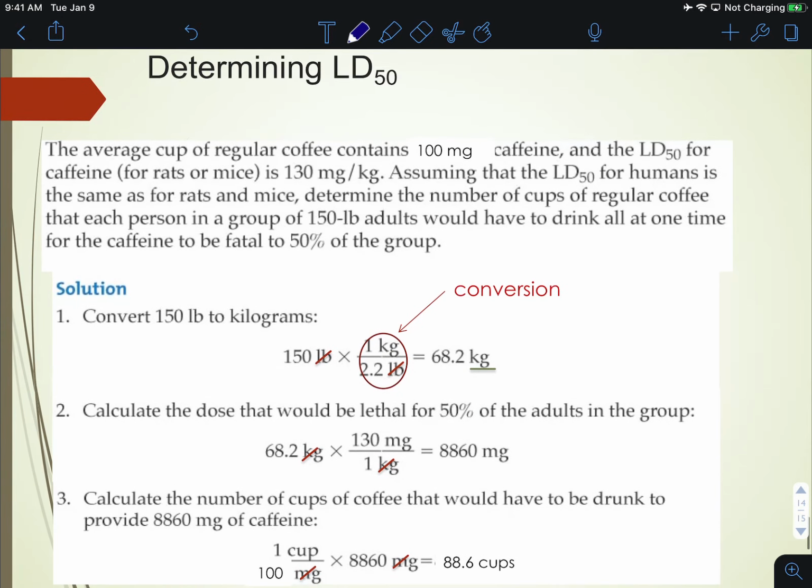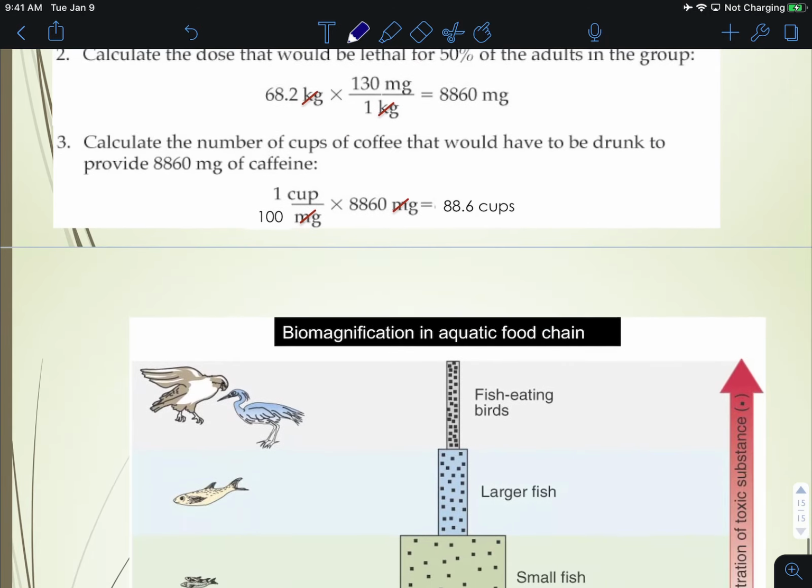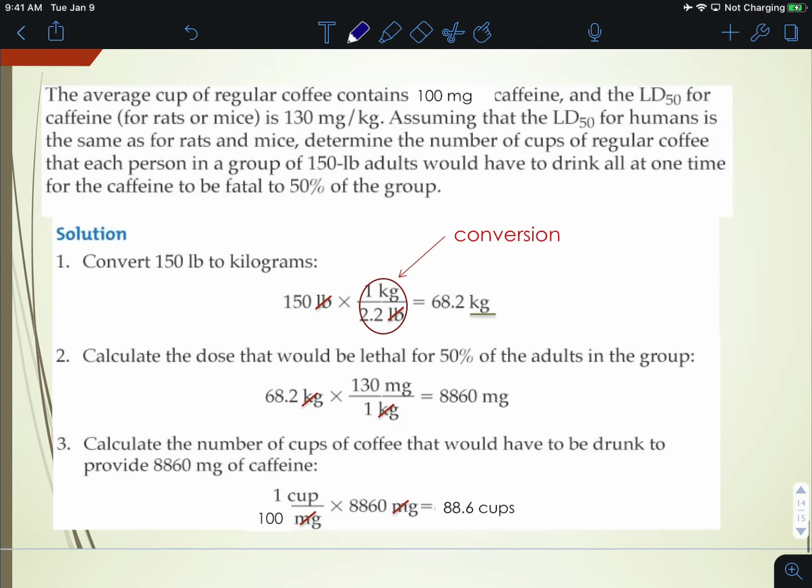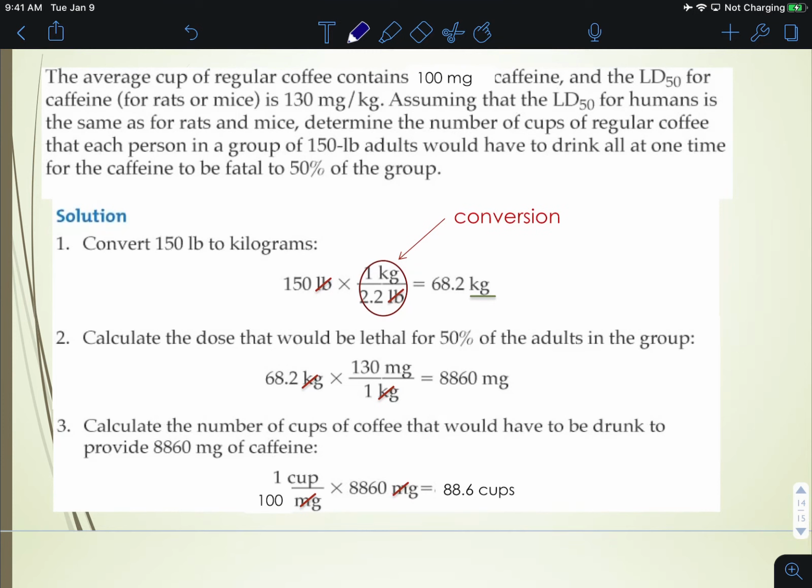Now this was a slide to help you understand how we calculate and use this LD50. So the example I gave you, and this is my last slide before biomagnification, is determining how many cups of coffee you would have to drink. Okay, so we have this 150-pound person, and of course I would give you this body weight conversion. What we've done is convert this person's body weight to kilograms because we have a dosage up here, and this is for rats, but we're going to assume it's the same for humans.